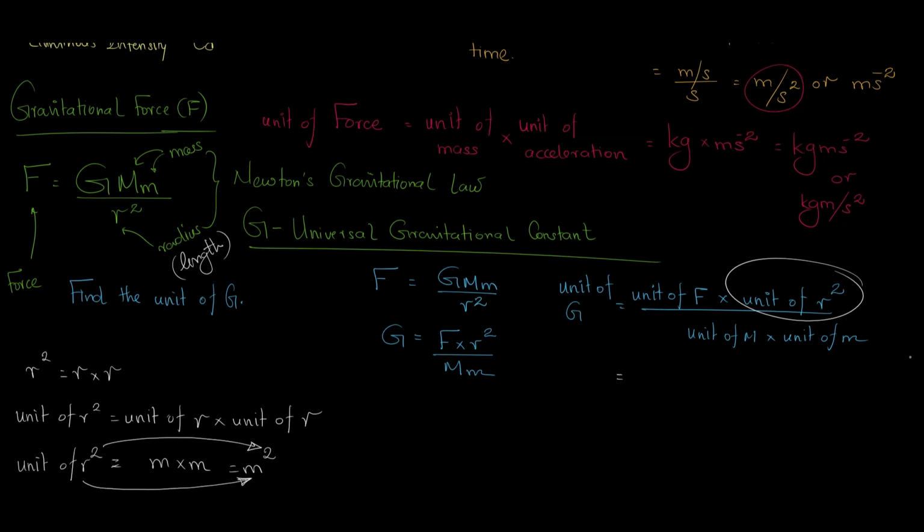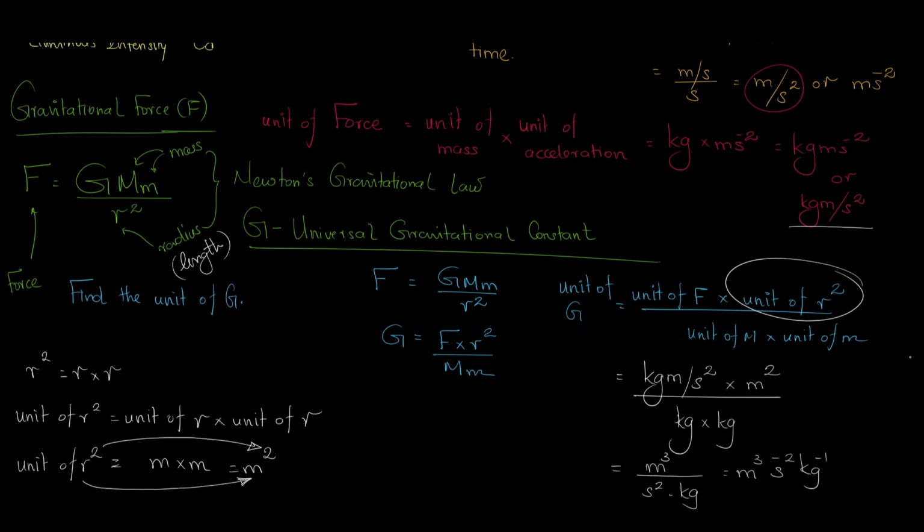The unit of force we know, which is kilogram meters per second squared, times the unit of r squared, which is meter squared, divided by the unit of mass, which is kilogram. We have another unit of mass, which is also kilogram. So this is going to be meter cubed divided by second squared kilogram. Either you can write it as meter cubed second minus 2 kilogram minus 1, or you can keep it as meter cubed per second squared kilogram, right?